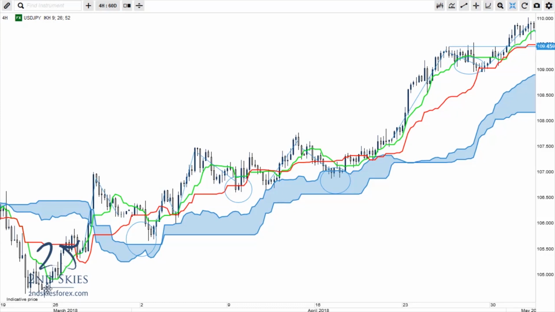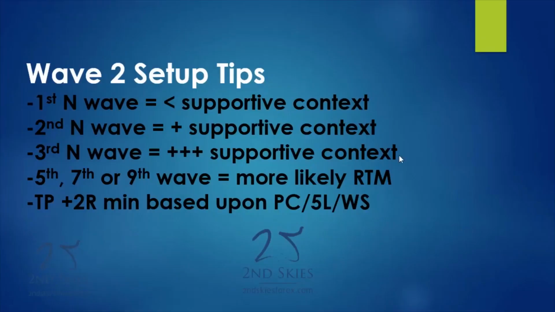However, if we look at this A, B, C, D, and then we have a pullback here, well, we're starting a new N wave up, aren't we? So A, B, C, D. This has more supportive context because we already have this prior wave structure disruption, and 5-line context that's in our favor. So the second N wave always has more supportive context than the first N wave. And that should just make sense intuitively.